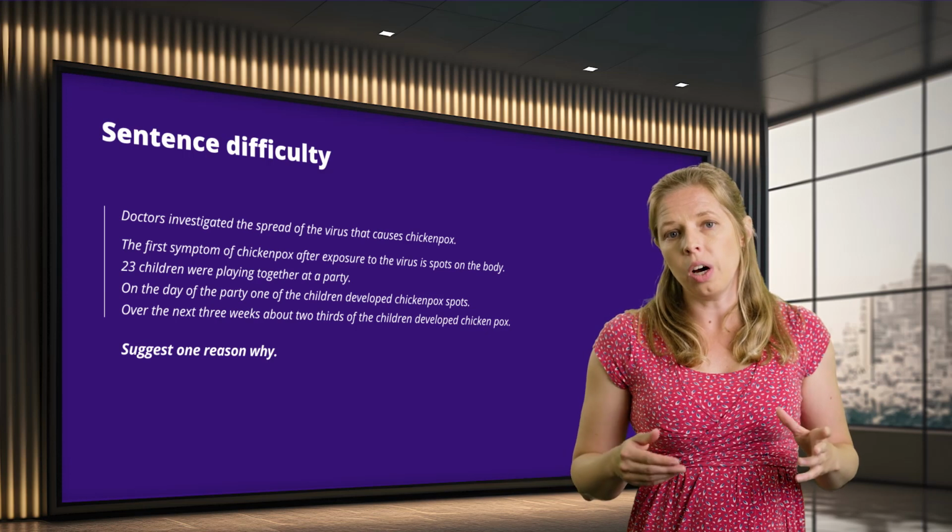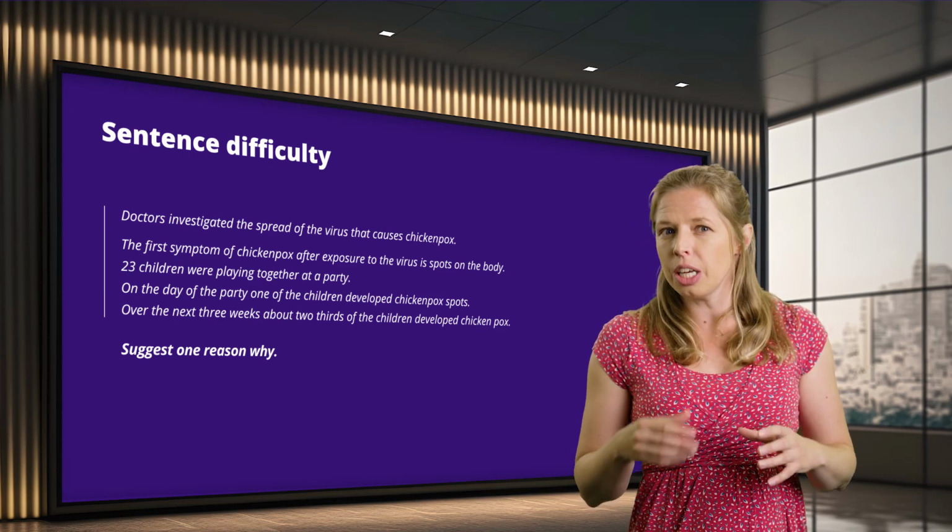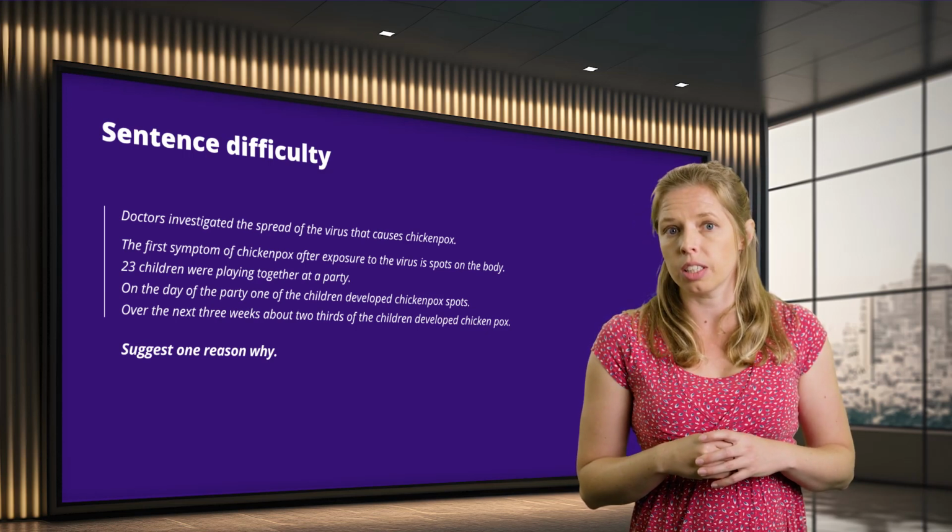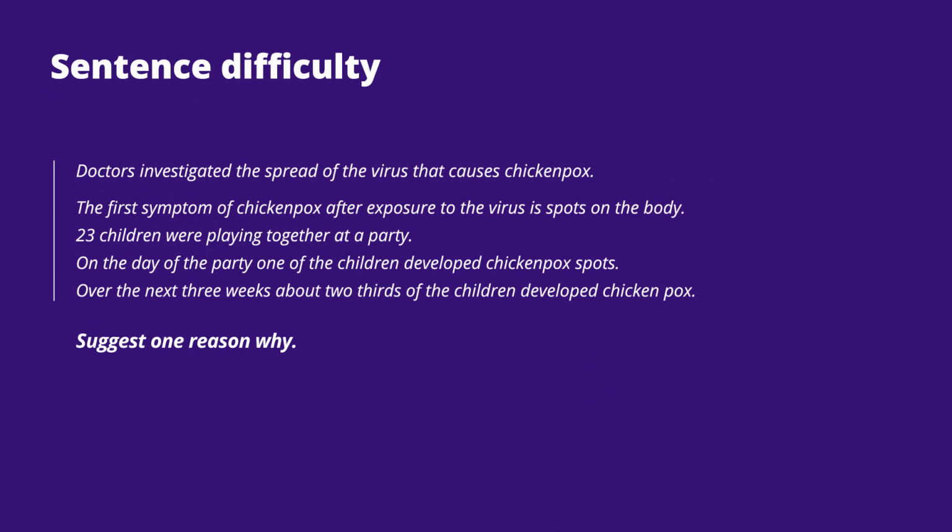Suggest one reason why is problematic because it's actually a bit ambiguous about what this question is asking. For example, in this question, it's not clear what exactly the sentence refers to. It could be any of the preceding statements. Why did the first child develop chickenpox? Why is the first symptom of chickenpox spots on the body, etc.? So in order to make the question really clear, we should include the full question: suggest one reason why about 2/3 of the children develop chickenpox.